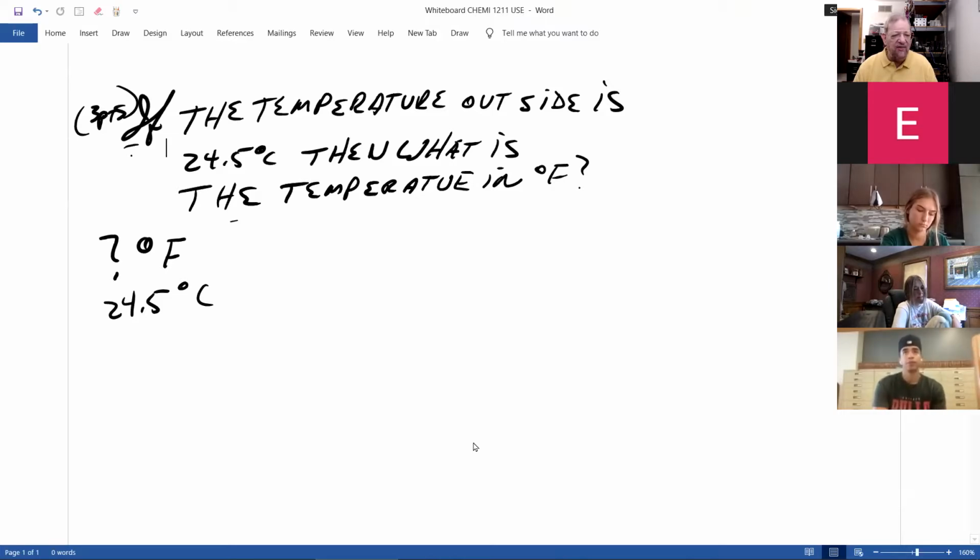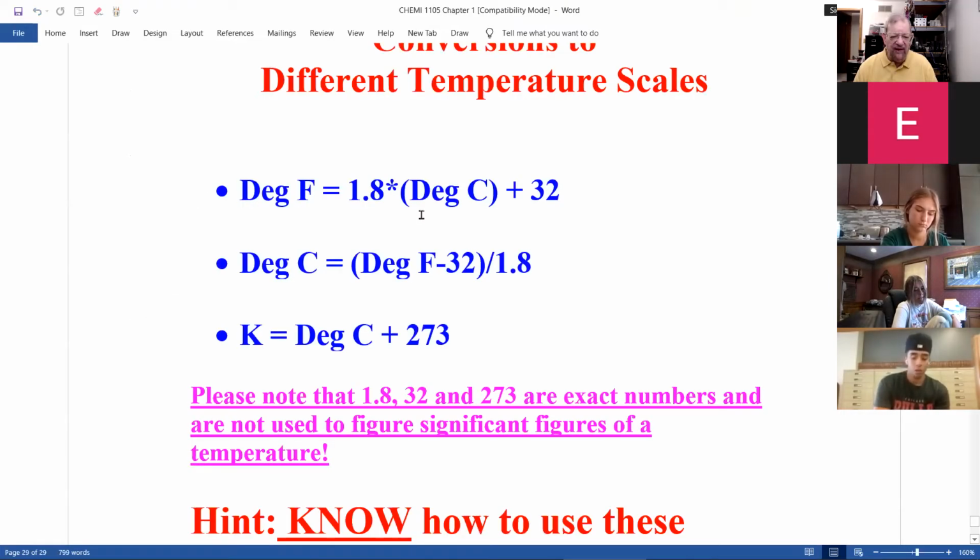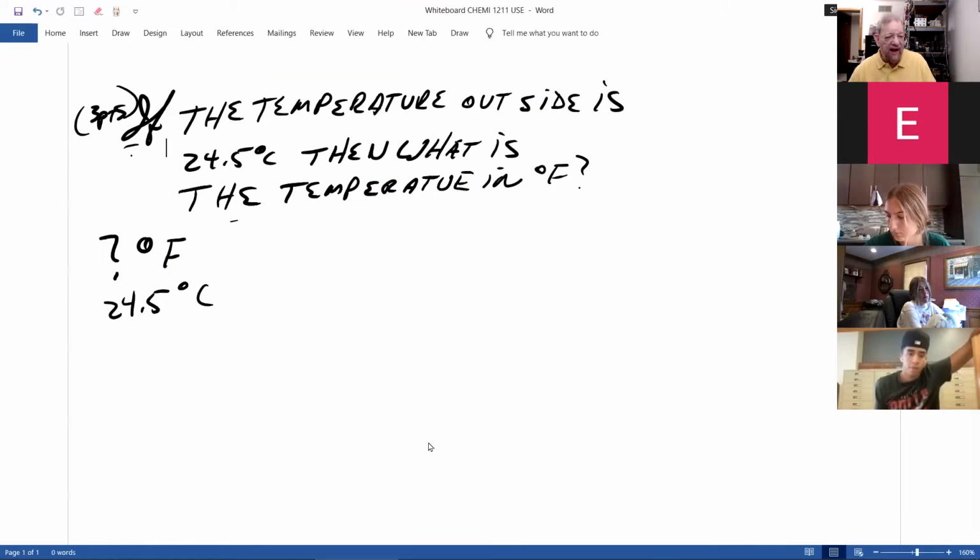And if you look back, this will be important information. Test number 1, degrees F equals 1.8 times degrees C plus 32. Now look at the bottom where it says, please note, 1.8, 32, and later on when we do 273 are exact numbers, and they don't play a role in how many significant figures your answer has. So let's look at the formula, which you'll have. I want to get to degrees F, and I'm at degrees C, so I'll use this formula.